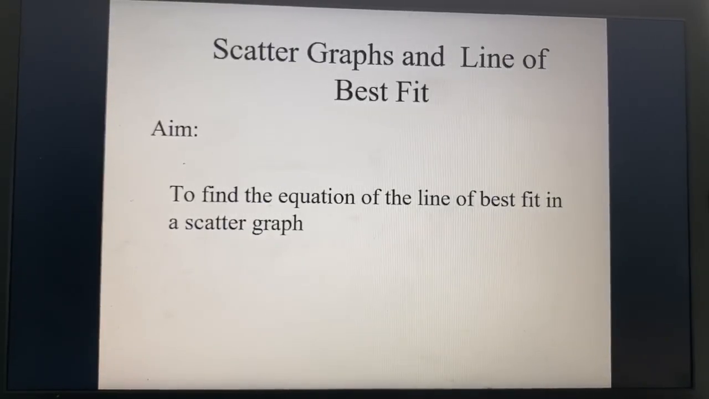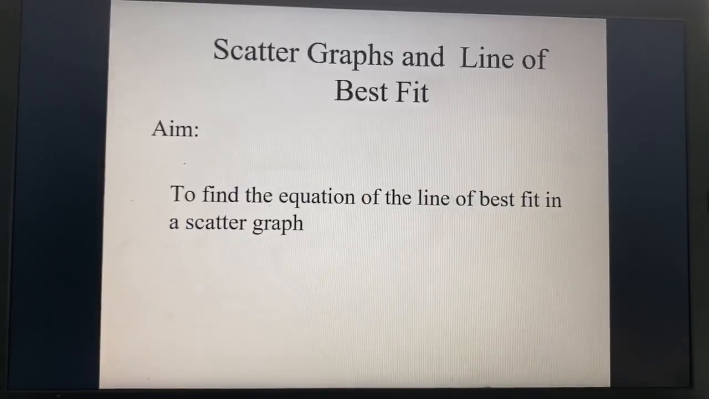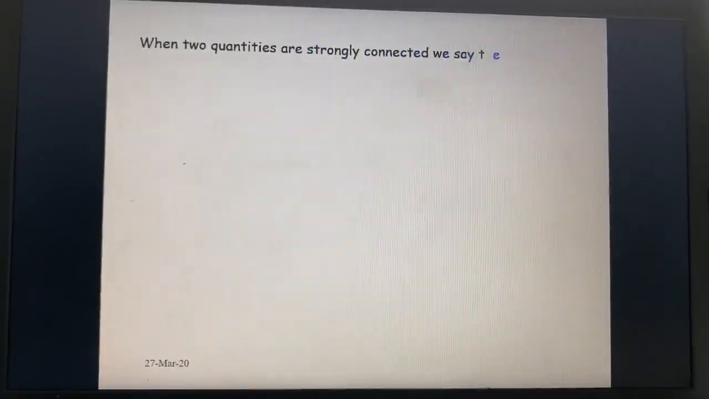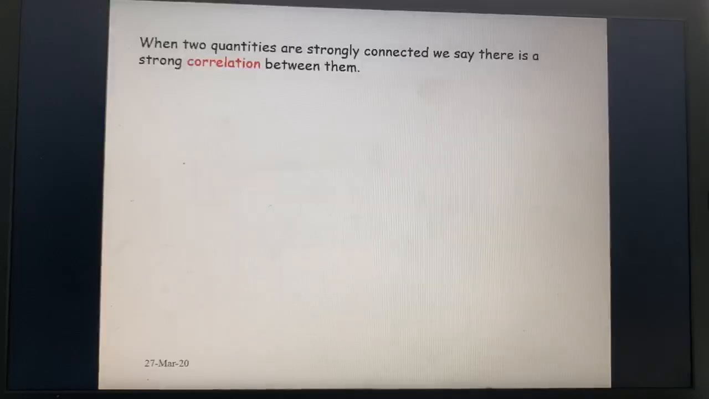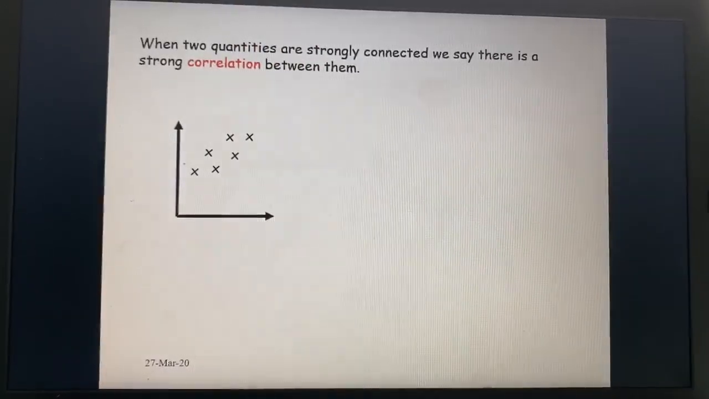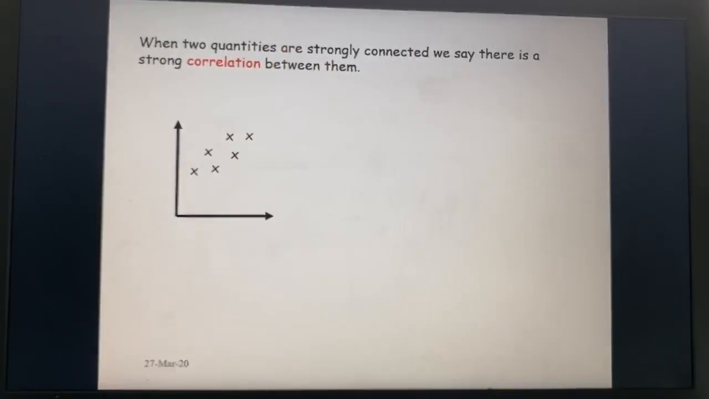Okay, our aim today is to have a look at scattergraphs and finding the equation of the line of best fit in a scattergraph. So a scattergraph is created from two quantities and we plot them in a scattergraph. What we can look at is how correlated, how connected the quantities are.